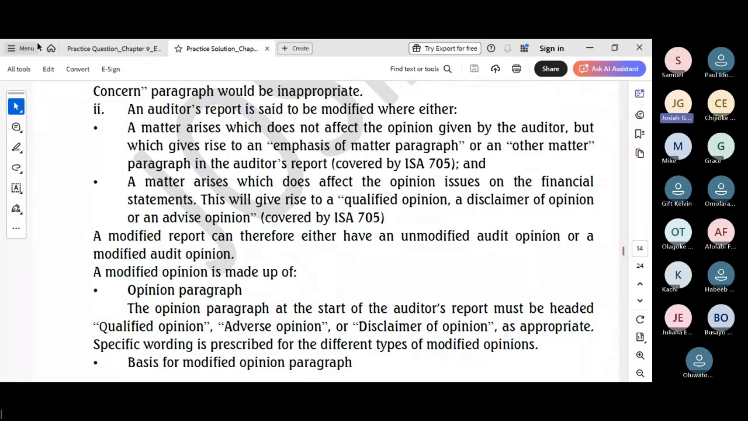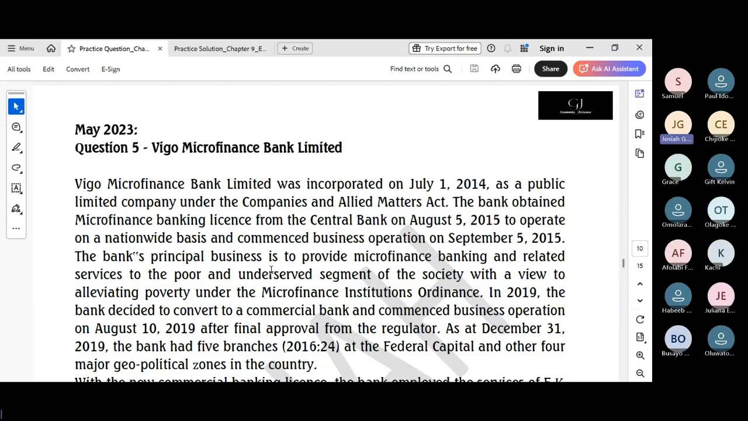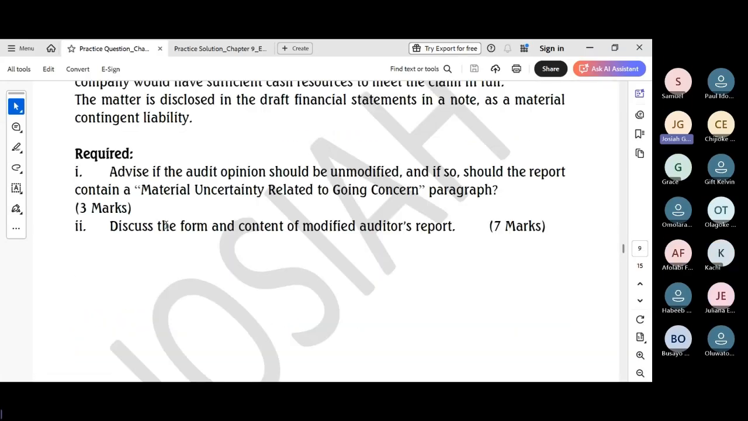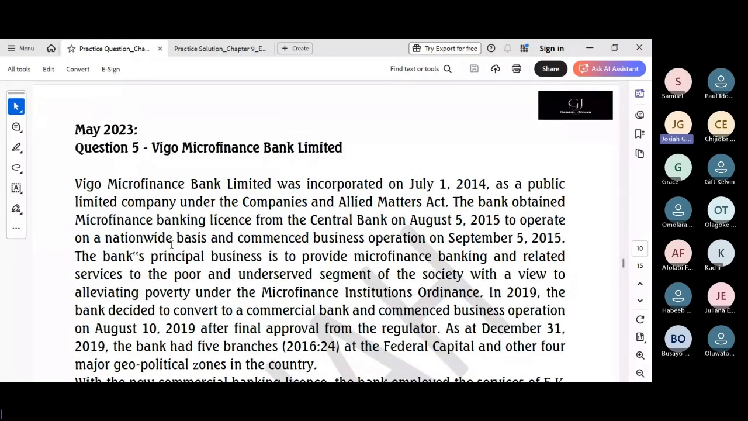Okay, so let's look at question 5, May 2023. He didn't test anything on chapter 9 in November 2023, so take note of that. That's why we are moving from May 2024. The last question was May 2024. In November 2023, he didn't test any concept, impliedly, explicitly or directly, on chapter 9, evaluation and review.